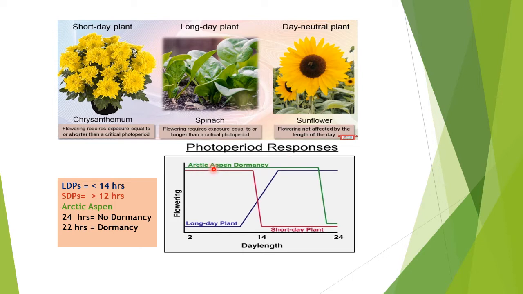If you see, this is an Arctic aspen plant which shows dormancy. Normally it is growing under a 24-hour cycle, so in 24 hours there is no dormancy. But when there is a shortening of 2 hours, that is 22 hours, the plant senses it as a short day, and then there is dormancy. They start germination. That means photoperiodic responses are in relation to their critical photoperiods, less or greater.